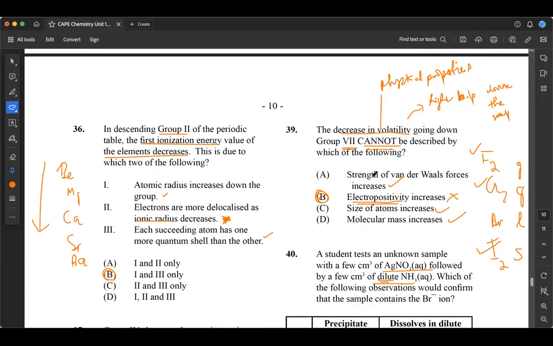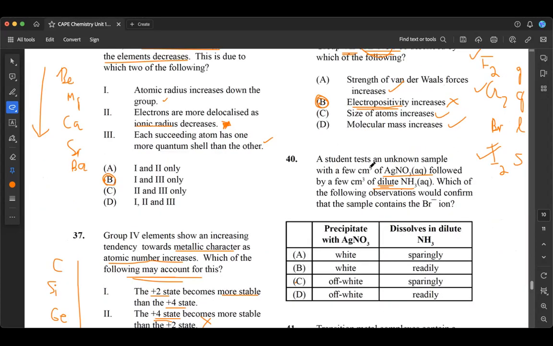We can only use these structural descriptions, and these are all true. These are all valid reasons why we see a decrease in volatility, right? And so the electropositivity is the one that we cannot use to describe it, okay? So 39 is B. And so we're moving along to 40.